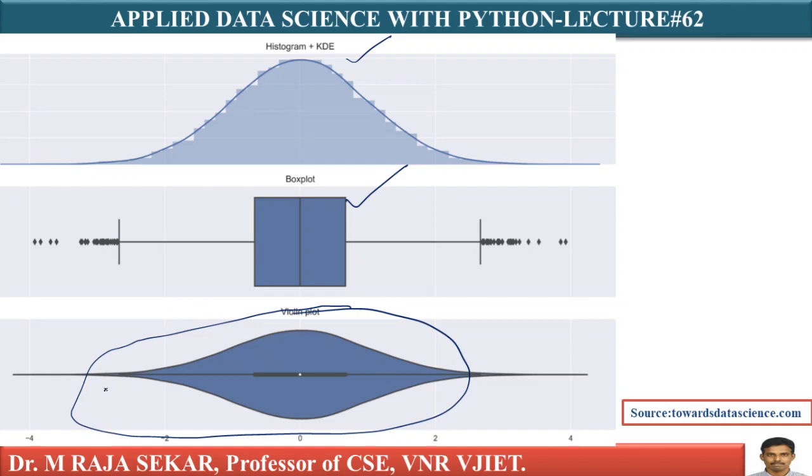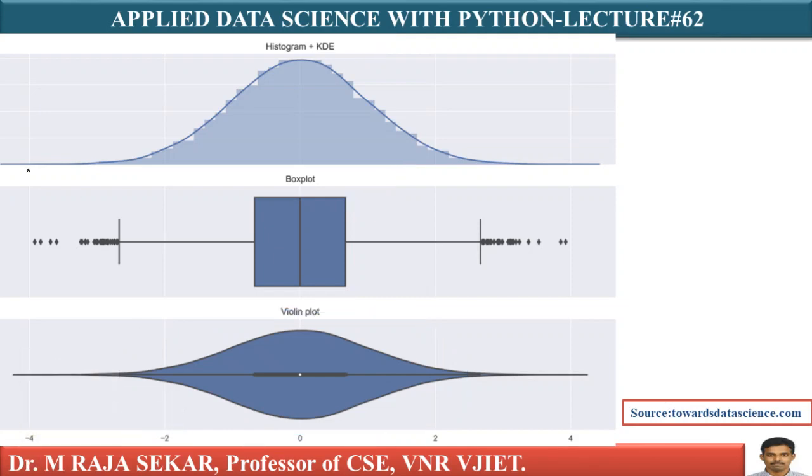In the histogram, we see the symmetric shape of the distribution. Is it not symmetric? This is a symmetric curve along this particular line. Your kernel density estimate is a symmetric curve, isn't it?